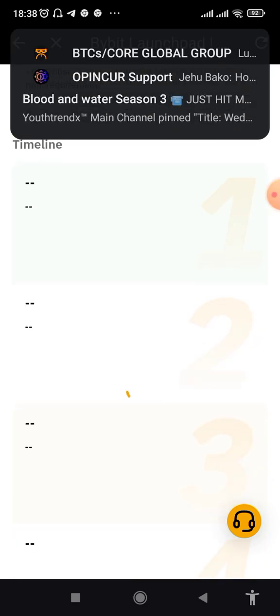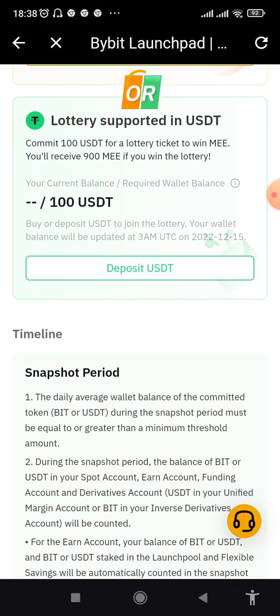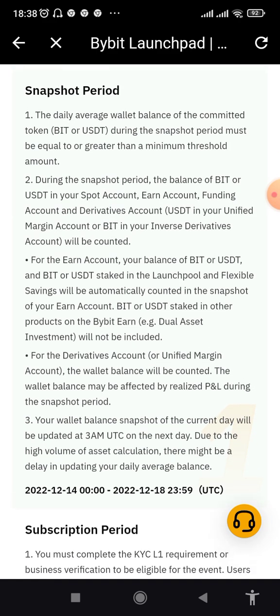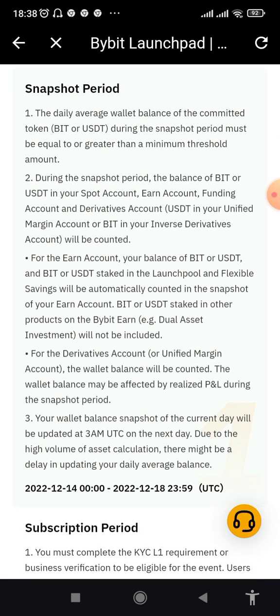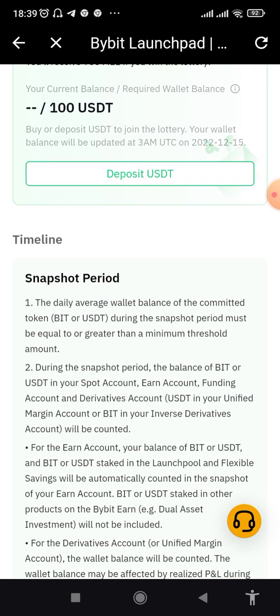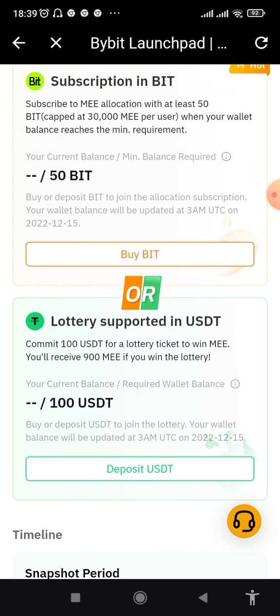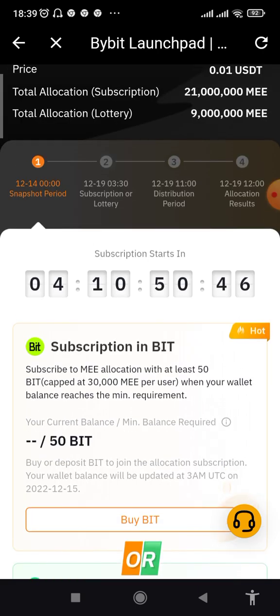So let's go inside so that you can check what these 4 features mean. Okay, so let me walk you through how this works. So this is the time and how it goes. On the snapshot period, that is the time where the system counts the amount of BIT or USDT you have in your spot wallet.